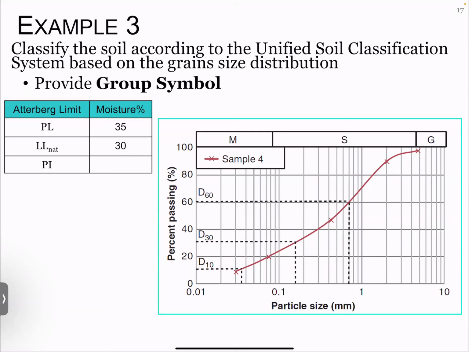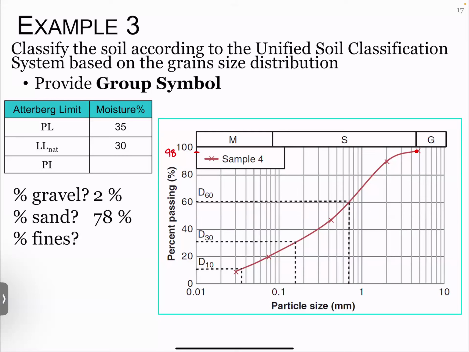From our grain size distribution, we want to determine the percent gravel, the percent sand, and the percent fines. For our gravel, what we would do is read this point. This is equal to 98% passing. So 100 minus 98 is 2. For our sands, we would look at the number 4.7 sieve down here.